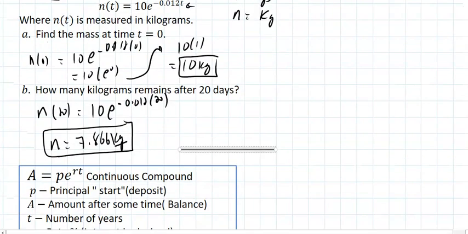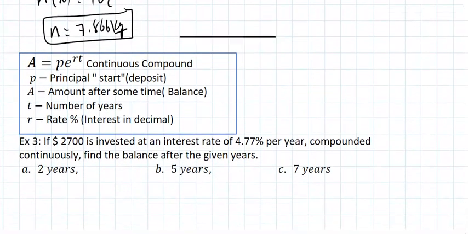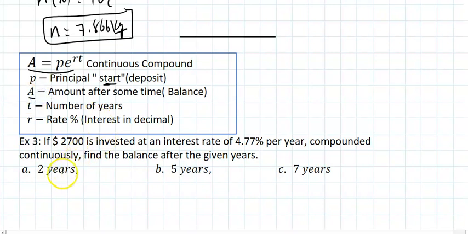We have a formula for continuously compounded interest or population, either way. A equals P e to the rt. P is the amount that you start with, like the deposit if we're talking about putting money in a bank. If it's a population, that's the amount of population that you start with. A is the amount after a given time. If we're talking about money, that's the balance in the bank account, or how many people are left after some time has lapsed.